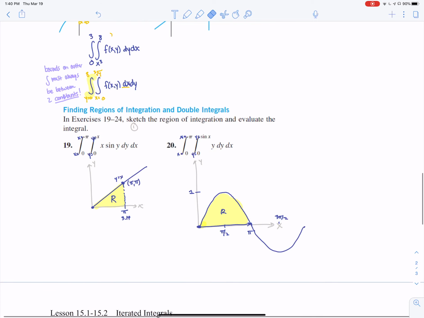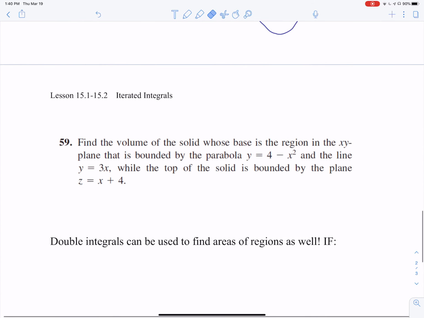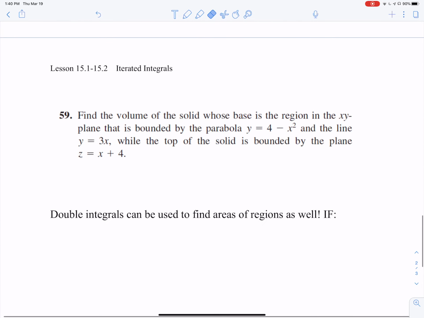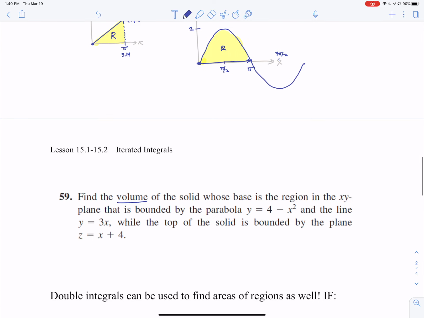Okay, fantastic. Let's keep moving on. A word problem. So this is our first real-world word problem that we've encountered, and that'll be to find the volume. That's what we talked about. Double integrals in general give you volume of the solid whose base is the region. We've been sketching those regions bounded by the parabola y equals 4 minus x squared.